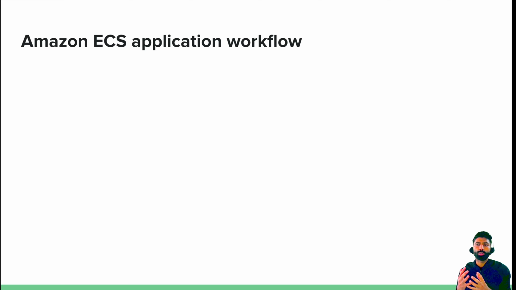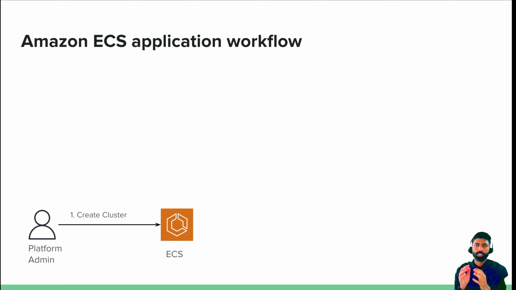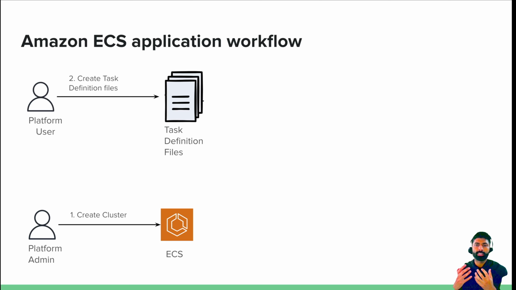So let's walk through the application workflow around ECS. There are three actors in this workflow: platform administrator, platform user, and application user. Initially, the platform administrator creates the ECS cluster. Then the platform user creates a task definition file. The task definition file is a text file in JSON format that describes one or more containers, up to a maximum of 10, that form your application. It can be thought of as a blueprint for your application.